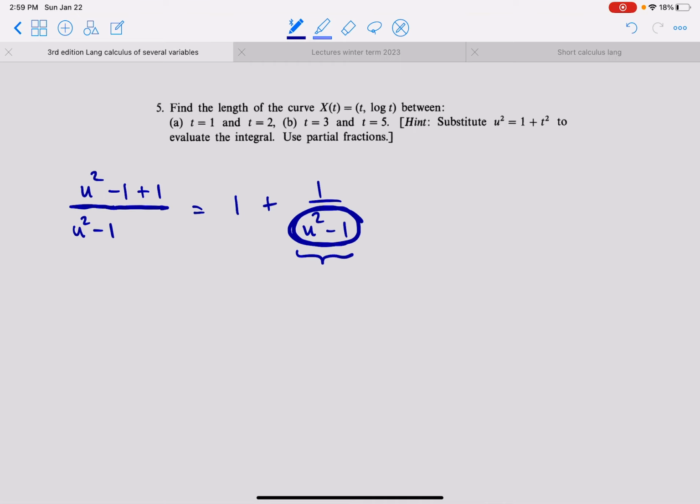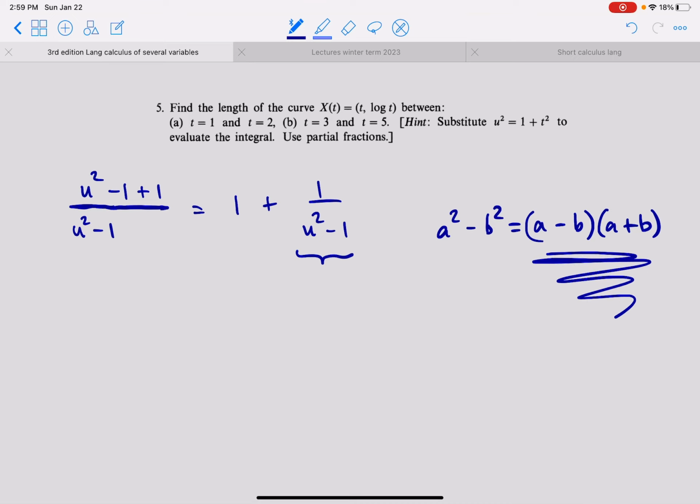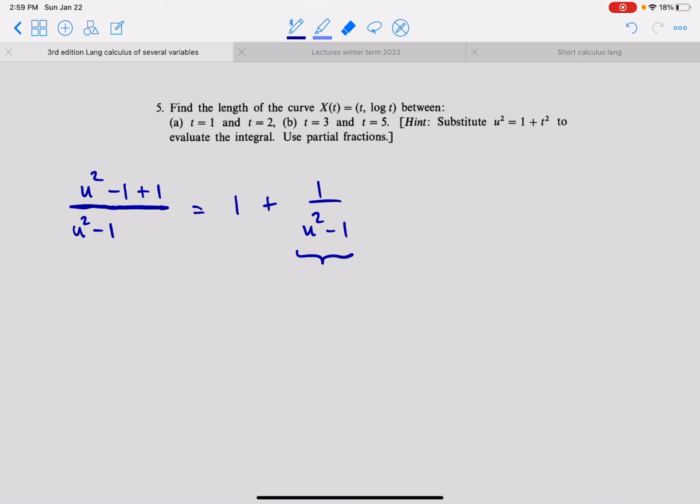something in the denominator, and if it factors, which this does, since it's a difference of squares. A difference of squares always factors, and factoring reveals information when you can do it. And so let's do it. This becomes u minus 1 times u plus 1. And so what we have is 1 over (u minus 1)(u plus 1). And this is partial fractions.